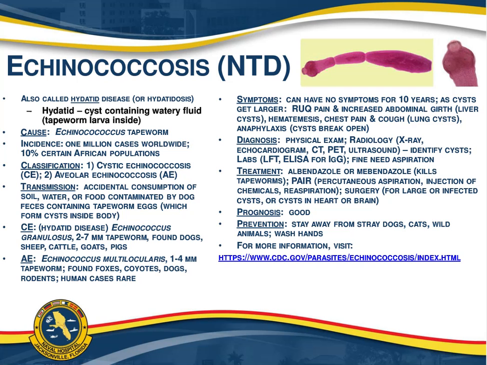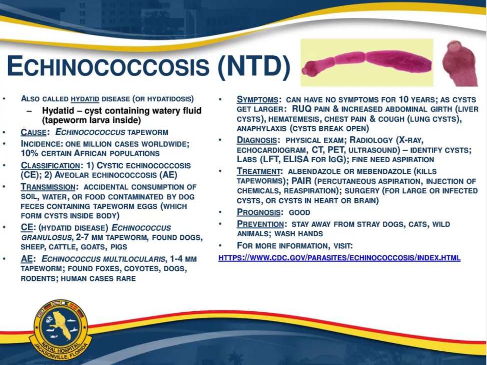So there's 2 types. There's cystic and alveolar. Transmission is accidental consumption of soil, water, or food contaminated by dog feces, usually, containing these tapeworm eggs. And so it's a 2 to 7 millimeter tapeworm found in dogs, sheep, cattle, goats, and pigs, and some other animals.